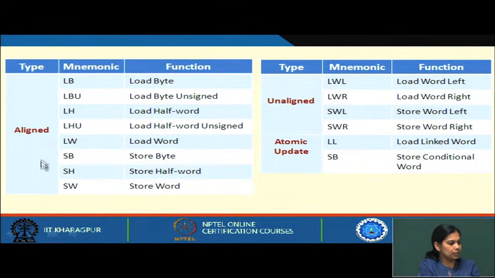Now, we can see some more instructions. LB is load byte, this is load byte unsigned, load half word and so on. For unaligned access, we have load word left, load word right, and similarly store word left and store word right. And for atomic update, we have load linked word and store conditional word.